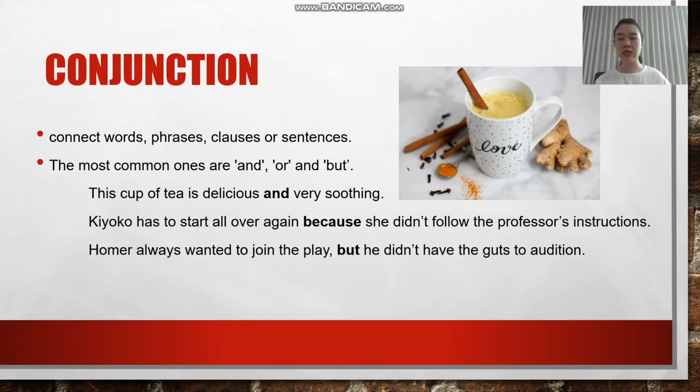And he didn't have the guts to audition. That is another clause. Some of you may wonder, well, what about the sentence? Actually, the word clause and the word sentence are pretty close, okay? Because if it is an independent clause, it can be claimed as a sentence as well, okay?